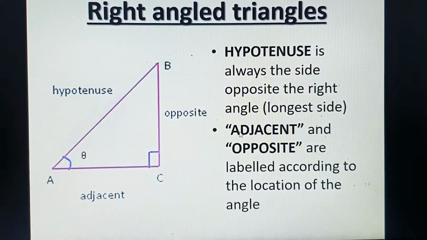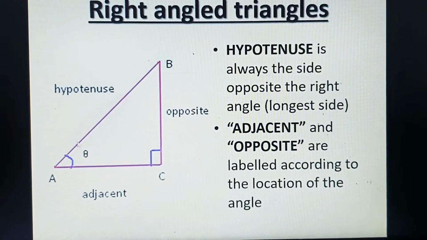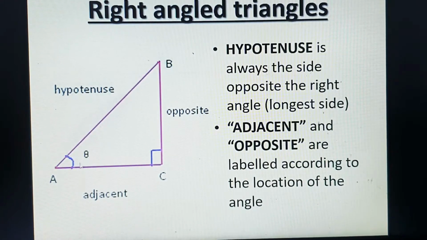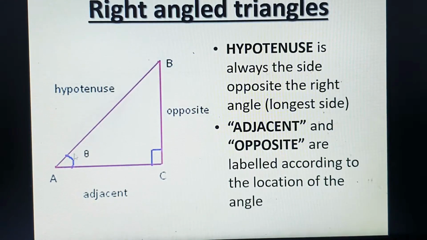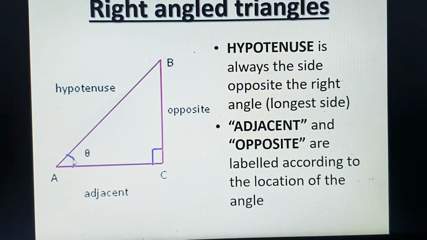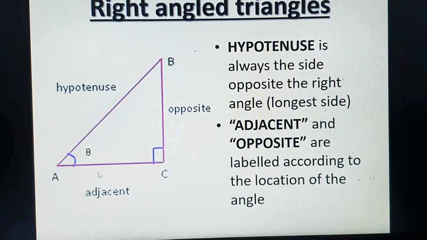Now the words adjacent and opposite depend on the angle in question. So right here I've put an angle down. This angle is just called theta, and because the angle's here, the side that's opposite to the angle is called the opposite, and the side that's next to the angle is called adjacent. So adjacent actually means next to.